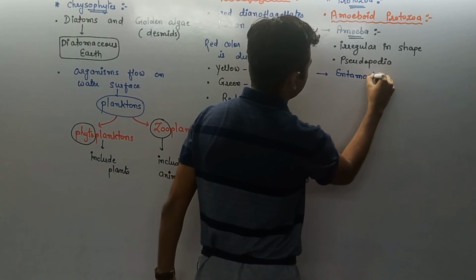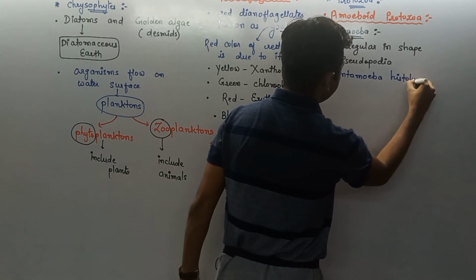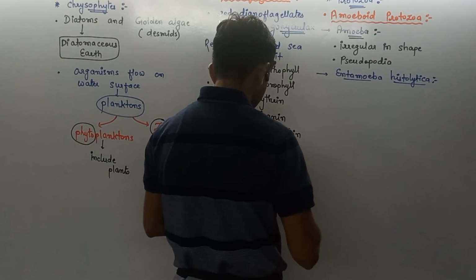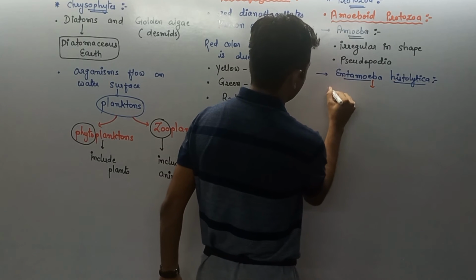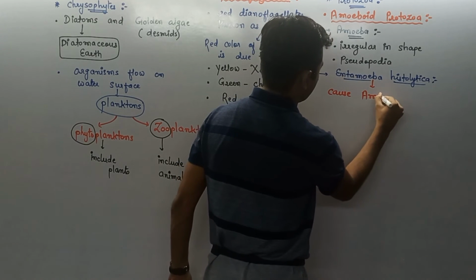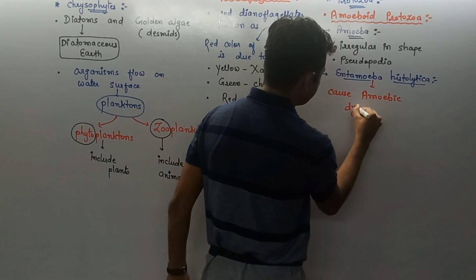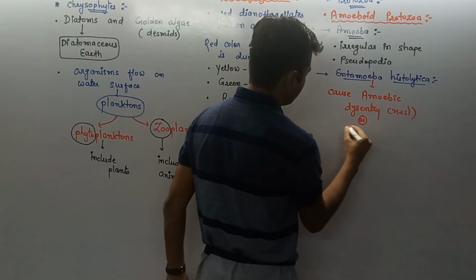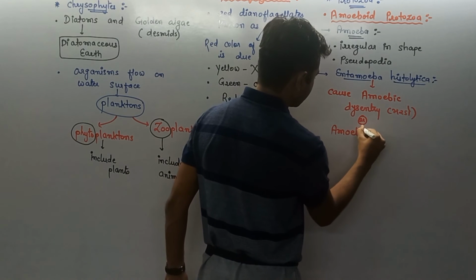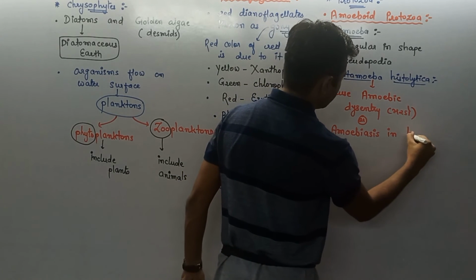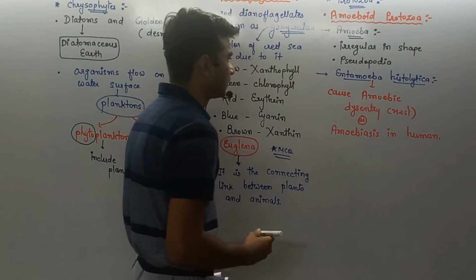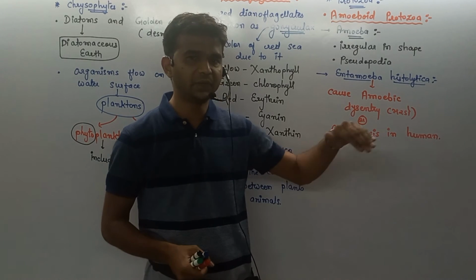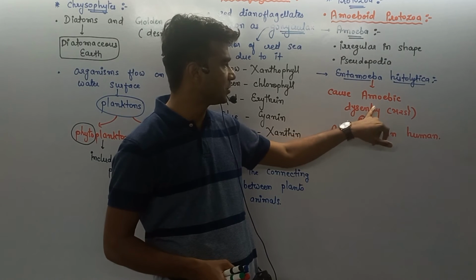Another important point, just after amoeba: Entamoeba histolytica, which causes amoebic dysentery, also called amoebiasis in humans. Entamoeba histolytica causes the infectious disease of the intestine in human beings that is known as amoebic dysentery.